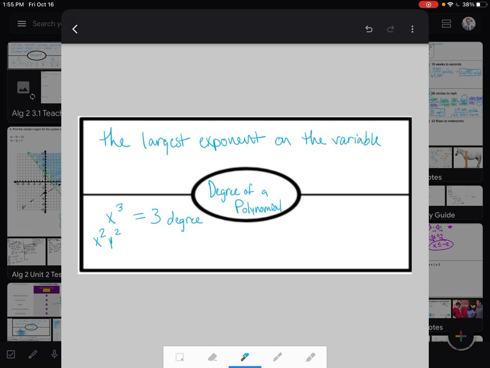Another one, y squared times x squared. Commonly you might think, oh, the biggest number I see here is 2, but 2 plus 2 equals 4 will get you the degree of the polynomial.